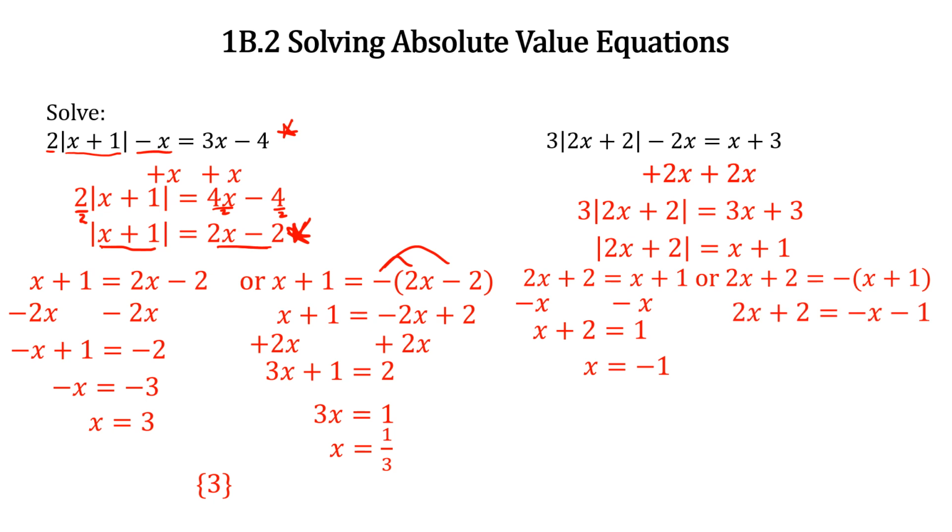On the right, distribute the negative. Add x. Subtract 2. And guess what? You also get negative 1. And if you go back here and plug in negative 1, you're going to find that it works. So you only get one answer, which is also a possibility.